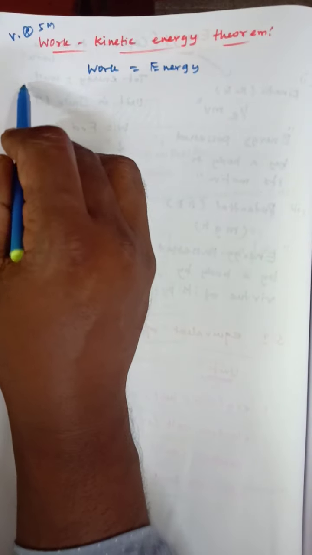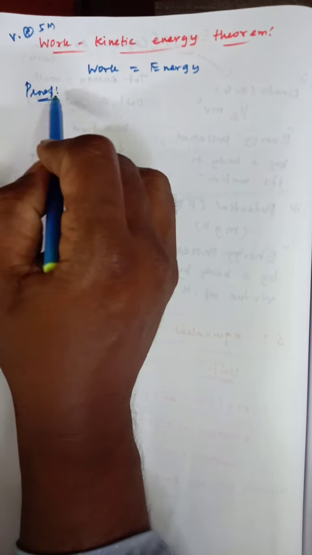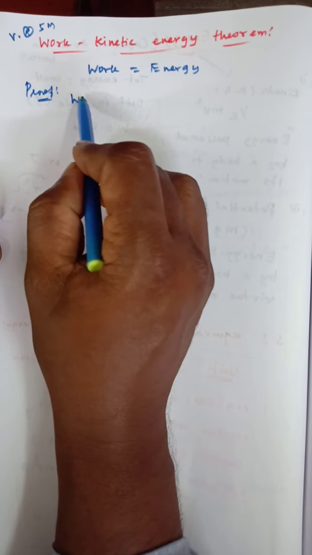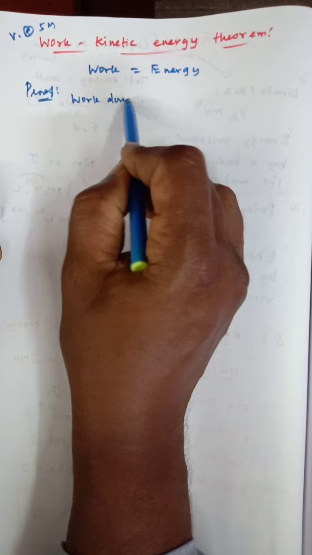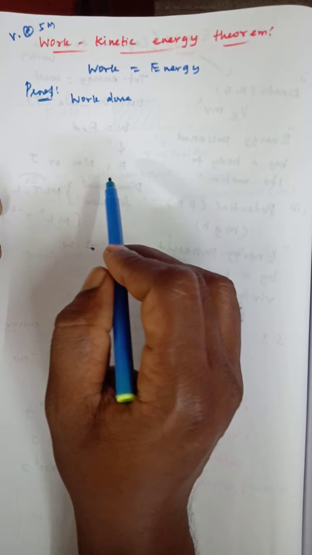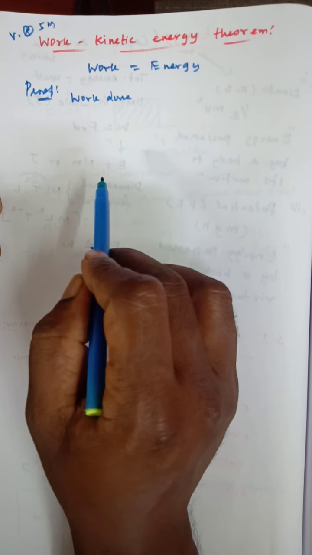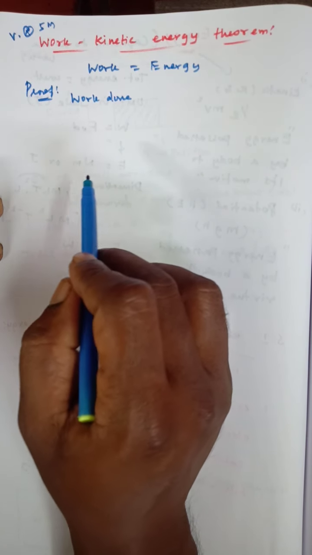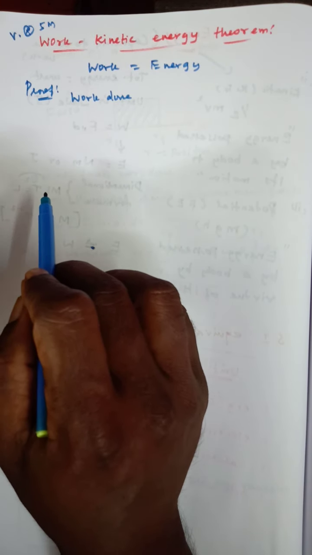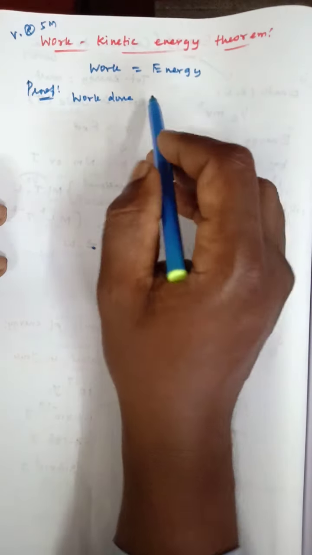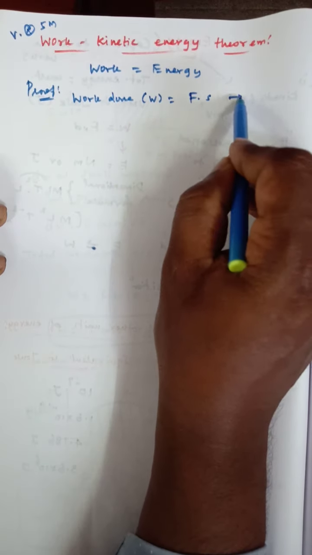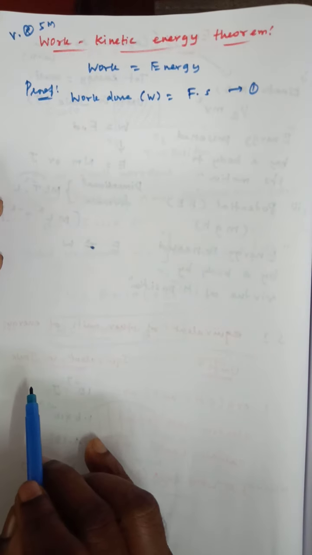So for the proof, we first take the formula of work done. Work is done on an object which is at rest when a constant force is applied on it, and then it moves from one place to another. Clear? Only then can we take it as work done. So the work done W is equal to F into S, where F is the applied force and S is the displacement of the object.